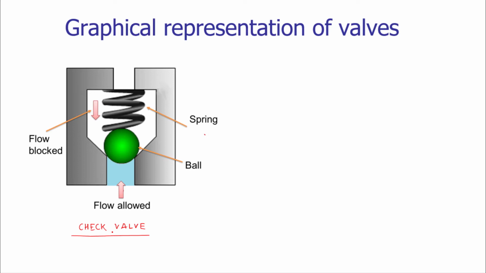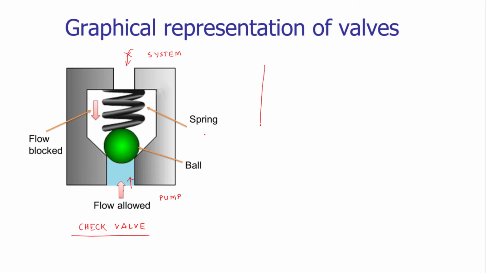But when the applied pressure is more than the cracking pressure of the spring, then the fluid will be allowed to pass from the other direction. So in this case, the fluid is allowed to pass from the pump to the application line, but it is not allowed to pass from the application line to the pump. So this is the pump port, and this is the system port.